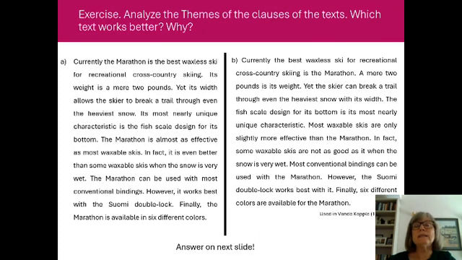You can practice these in this exercise: analyze the themes of the clauses, which text works better and why. Answers on the next slide. So if you want to either go to the slides or stop the video, you could do this exercise yourself.